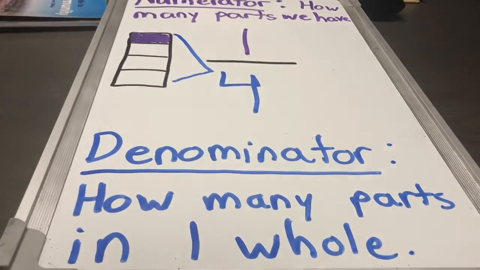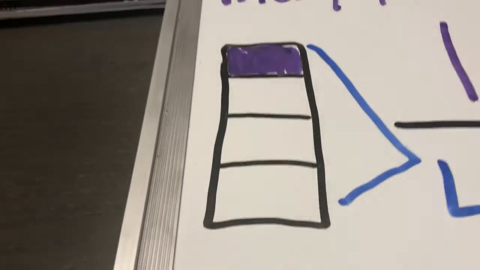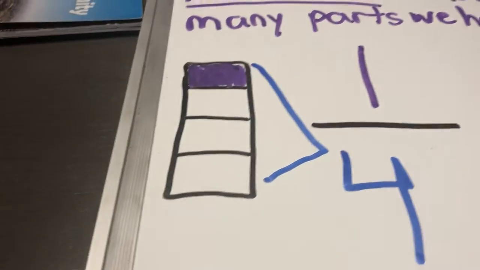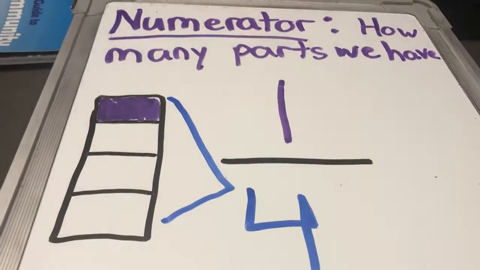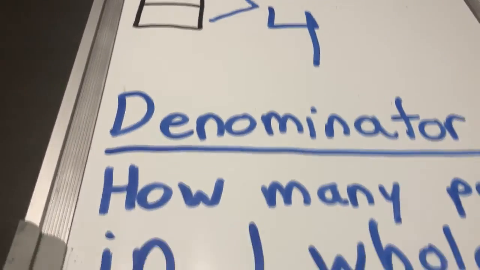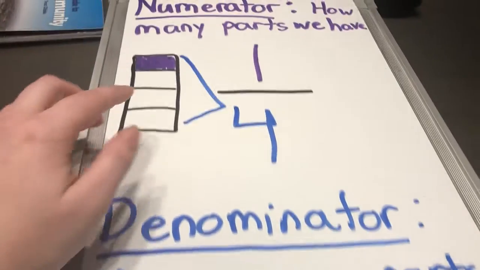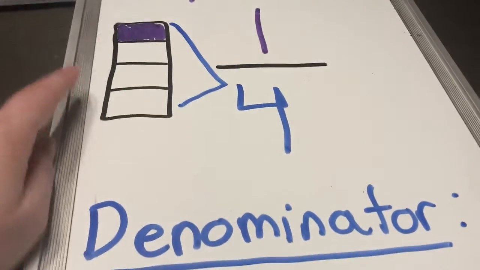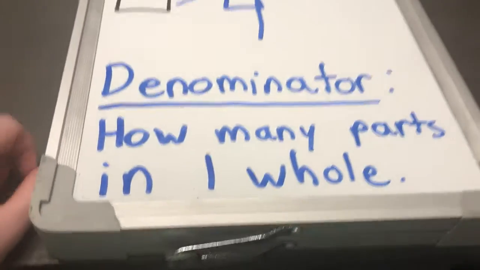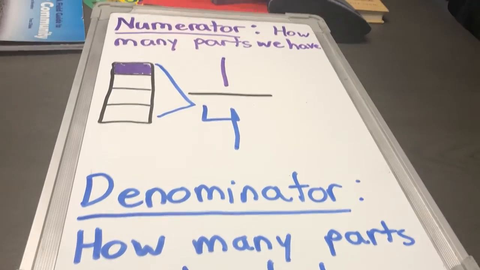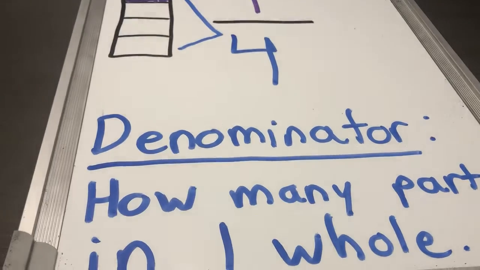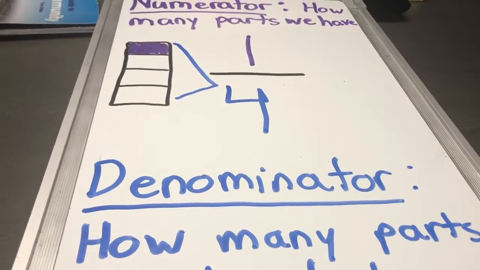So here we have our rectangle. That is our whole. See how I only have one part shaded in? That's how many parts we have. That's our numerator, one part. Our denominator is 4 because in this one whole, our rectangle, we have 1, 2, 3, 4 equal parts. That is a fraction: how many parts we have out of how many parts are in one whole.